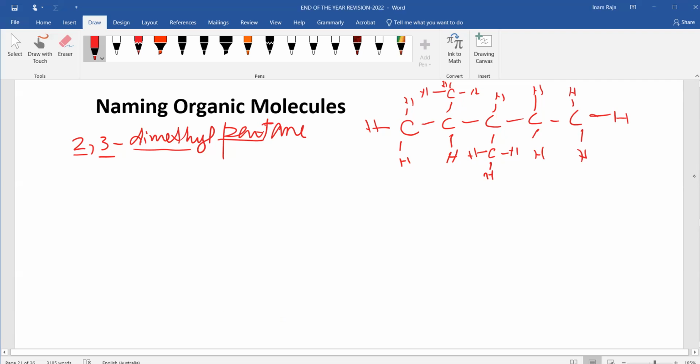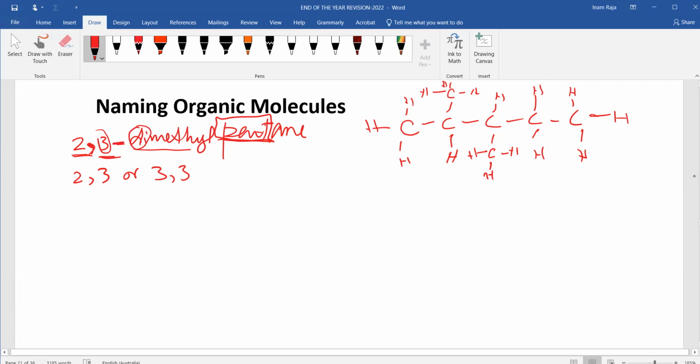So whenever you have a name given to you, start with the parent carbon. So there are 5 carbons, and then follow whatever it says. Remember that when you're naming some organic molecule, you need to separate the numbers by a comma. All right. So 2,3, or you can say 3,3. And when you separate a number and a letter, always use a hyphen.